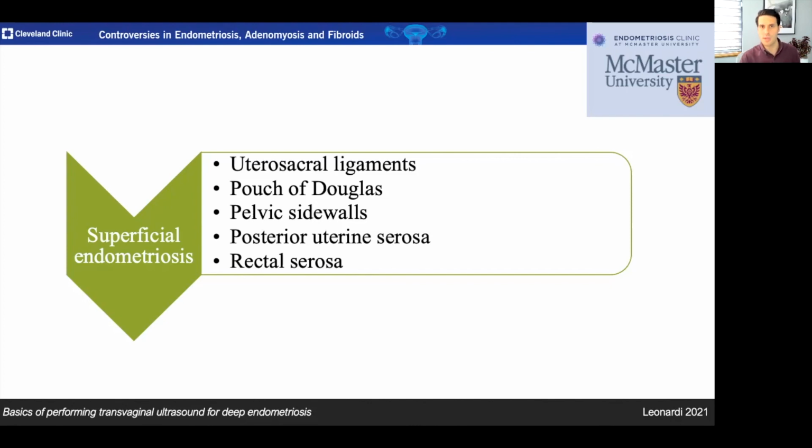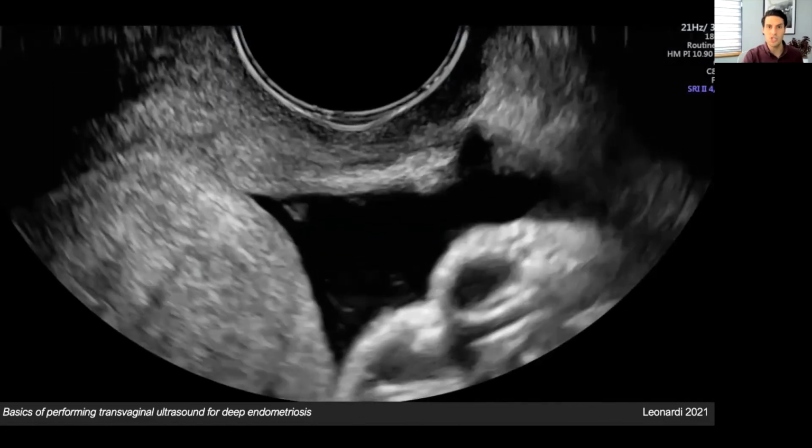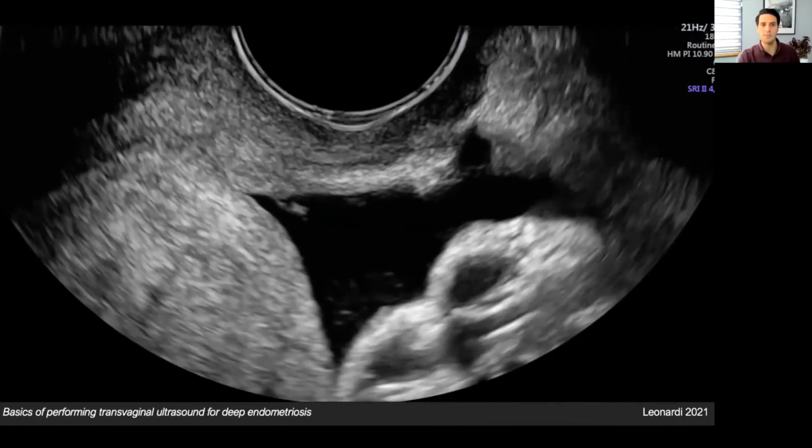Of course, the tubes must be patent. Of course, obliteration will limit the filling of fluid in that space. So these are entities in which you will not get the ability to see superficial endo. But when fluid fills that space, you can evaluate for it. Here we have a video depicting hyperechoic projections that are coming off of the peritoneum in the pouch.